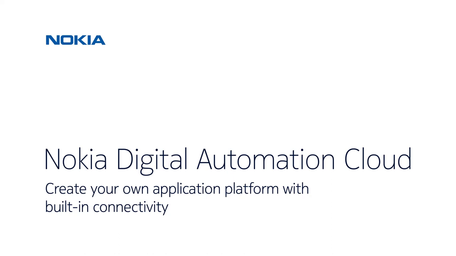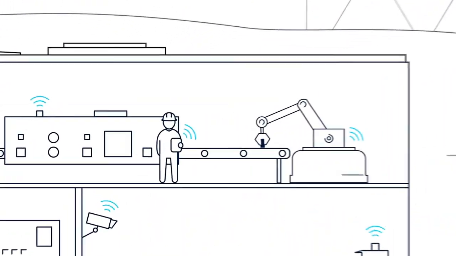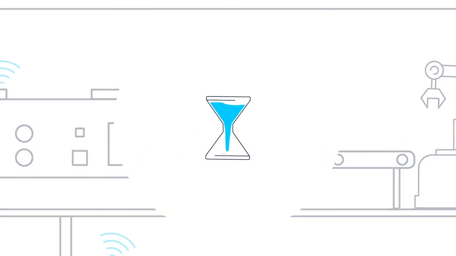Nokia Digital Automation Cloud is an application platform with secure, built-in, private wireless connectivity. Watch how easy it is to get it up and running in just 20 minutes.